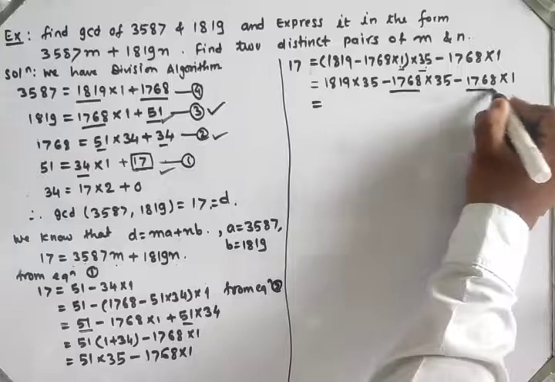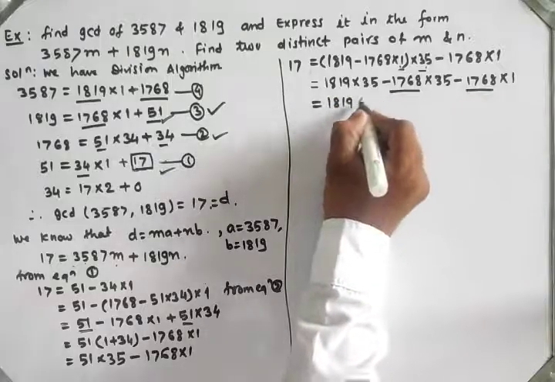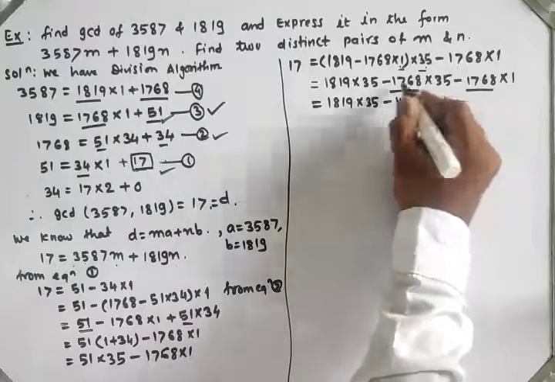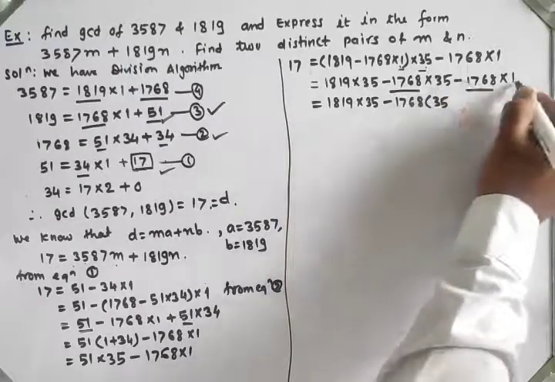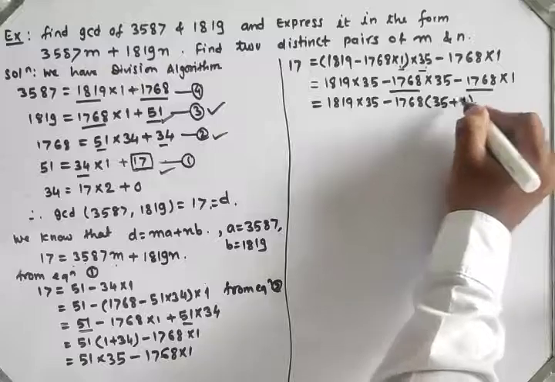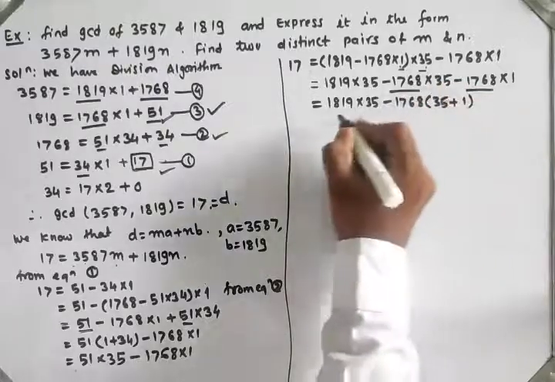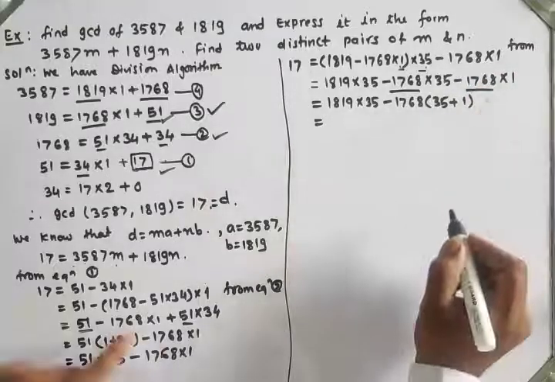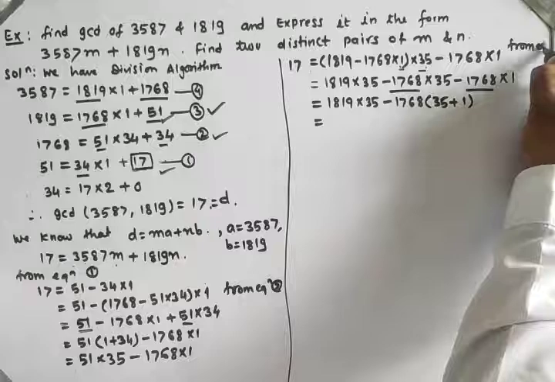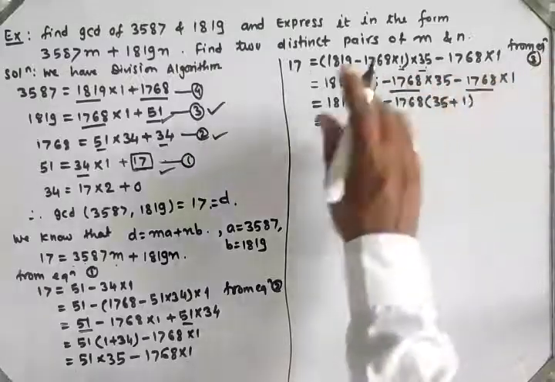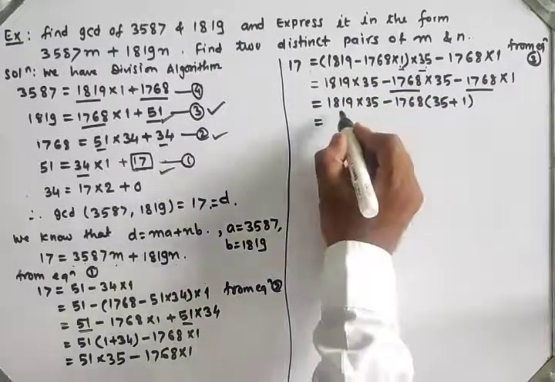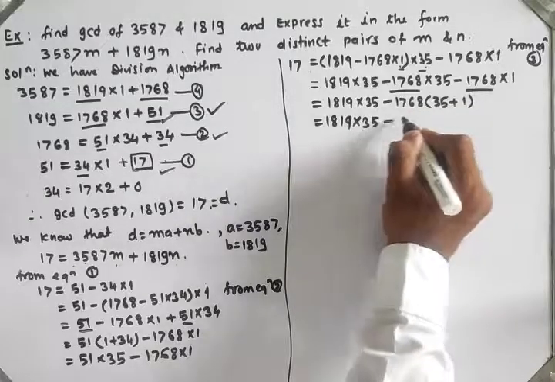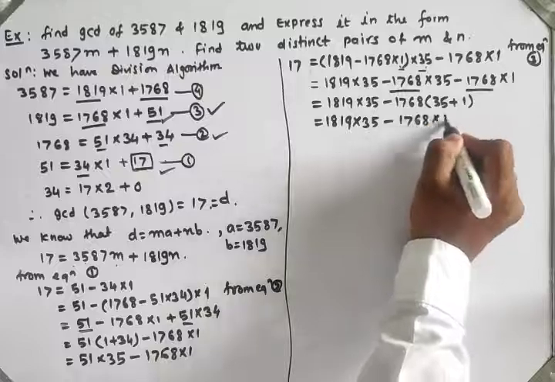So these two numbers are common. I will take 1819 into 35 common, and I will take minus 1768 as common. In the bracket the remaining are 34 and 1, so add; here it is a plus sign because I have taken the minus sign as common. Here I have used equation 3, from equation 3. So I get this equation, right? So here the value is 1819 into 35 minus 1768 into 36.